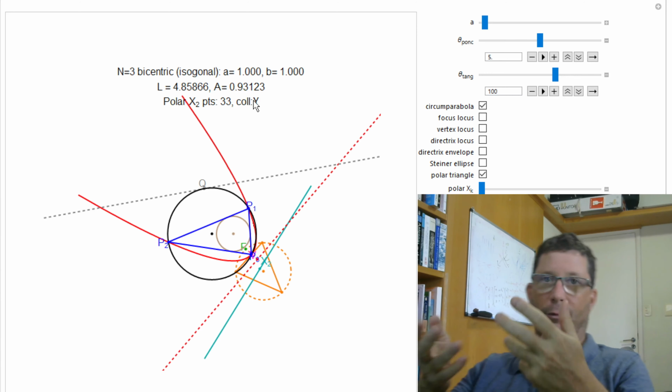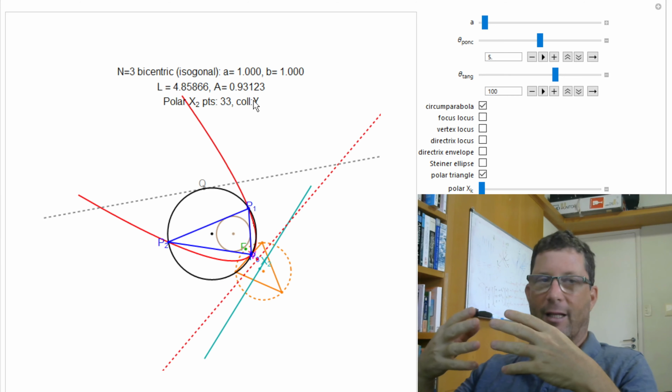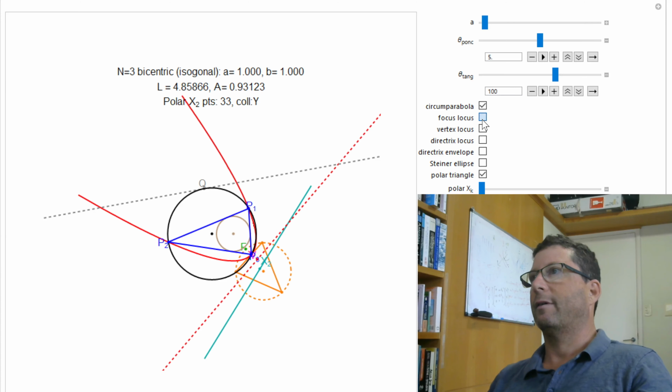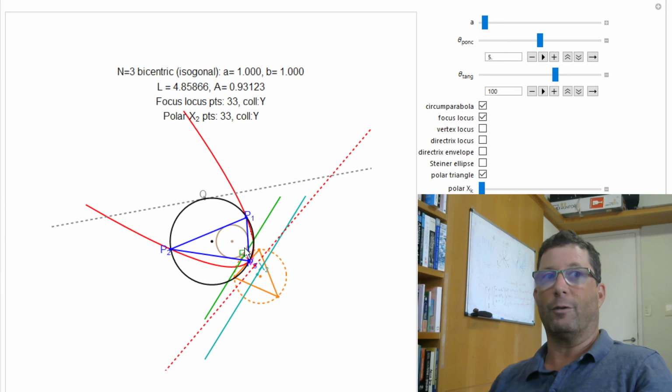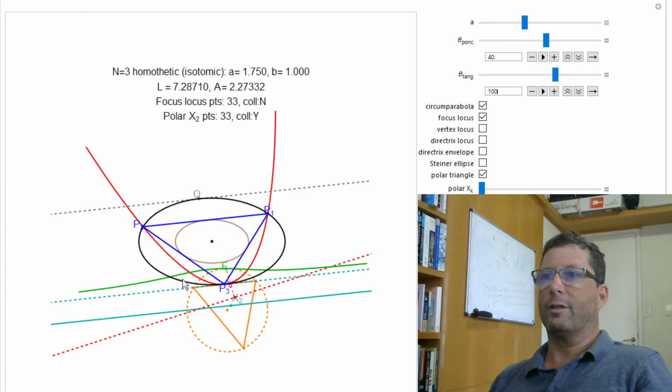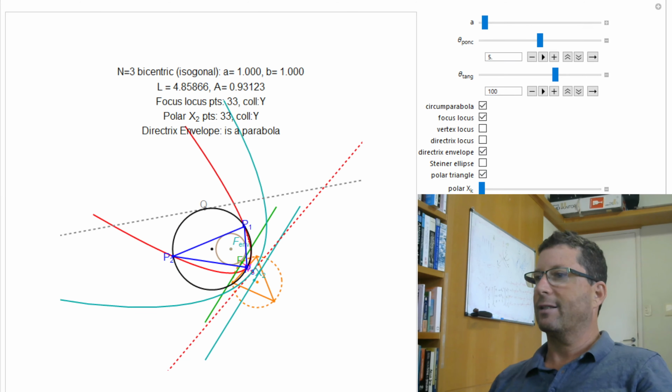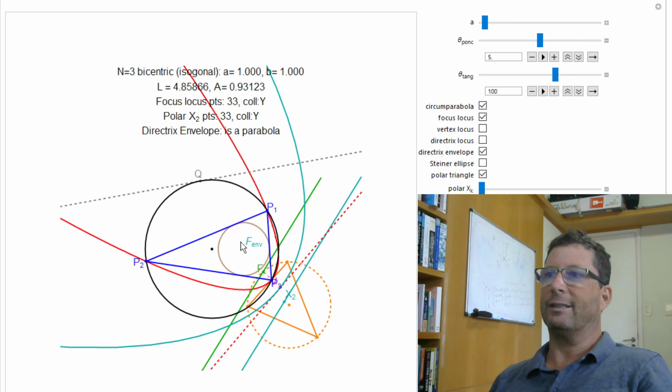So two new results, maybe three. The locus of x2 in both cases is a straight line. In the case of bicentric, it is parallel to the straight line focus locus, which is also unproven. And in the case of the homothetic, the focus locus is not a straight line, but the locus of x2 is a straight line, and it's parallel to that chosen tangent to the Steiner. The other curious result is, as we saw, the envelope of the directrix over bicentrics is a parabola whose focus is the incenter. How cool is that?